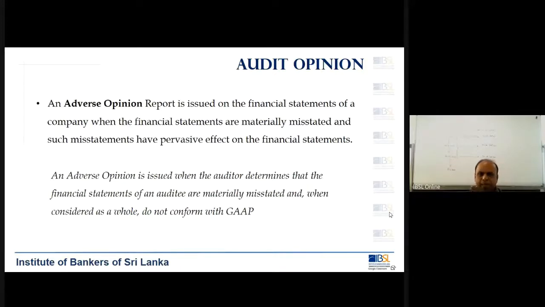Even if it is a bank, the central bank might even cancel your license, considering that your financial status is not that great. An adverse opinion is issued when the auditor determines that the financial statements of an auditee are materially misstated and, when considered as a whole, do not conform with the GAAP. What do you mean by GAAP? Generally accepted accounting principles. So when your financial statements are not even acceptable under generally accepted accounting principles, you will get an adverse opinion.